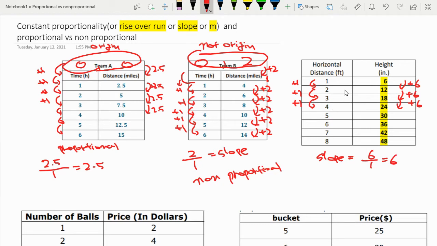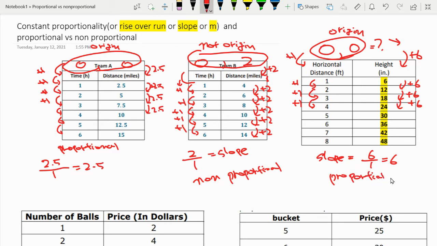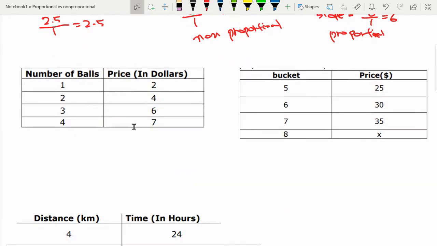Now let's find out what happened at the origin. Something plus 1 is 1, so this one has to be a 0, right? 0 plus 1 is 1. And something plus 6 is 6, so this something has to be 0. Hey, 0, 0, which is our origin. If this is our origin, then we know that this is proportional. This graph is proportional. Right, okay.